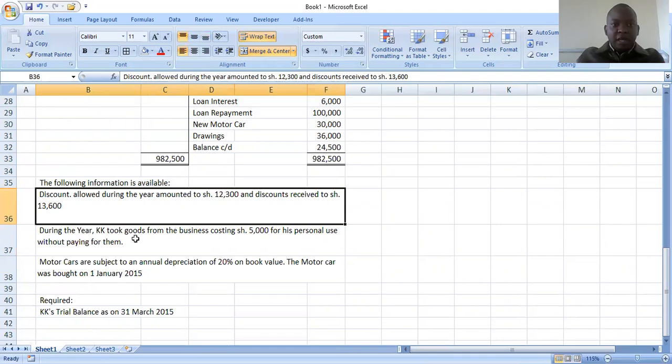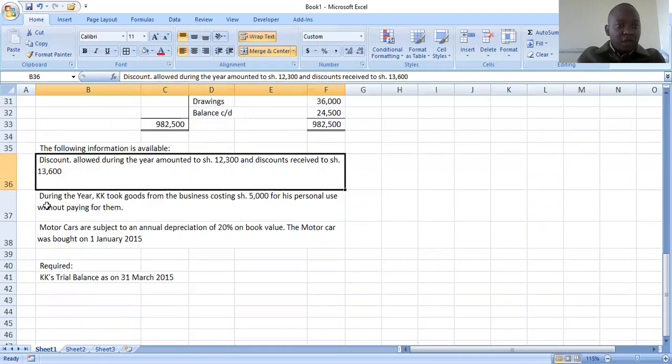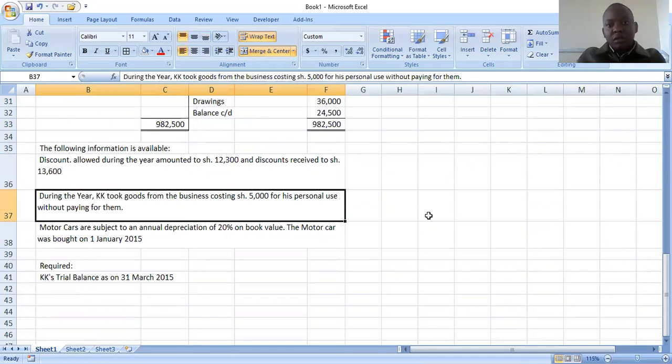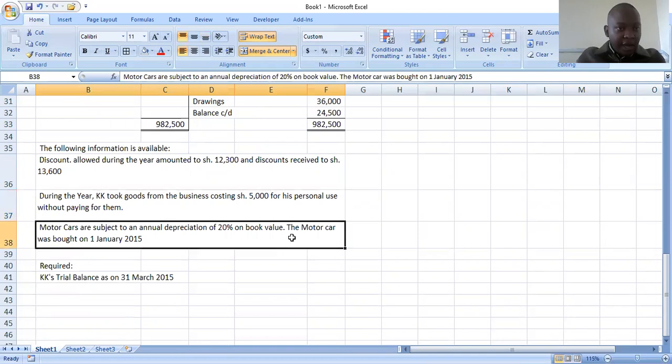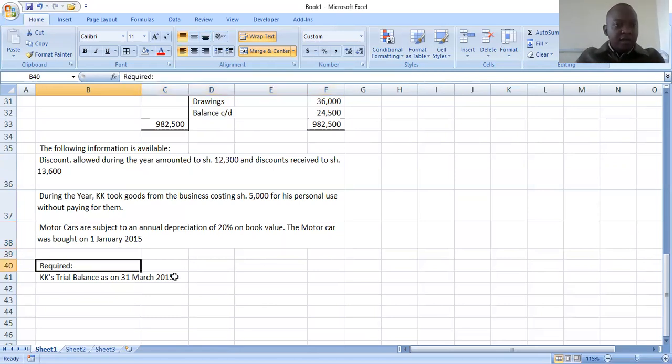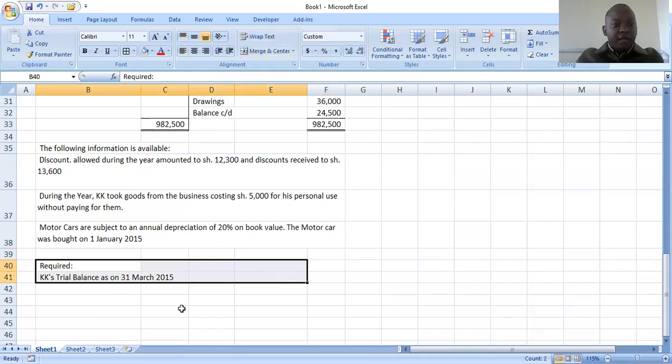And then the following information is available. Discount allowed during the year amounted to 12,300 shillings and discounts received to 13,600 shillings. Then we are told that during the year, KK took goods from the business costing 5,000 shillings for his personal use without paying for them. The other additional information is that the motor car was subject to annual depreciation of 20% on book value. The motor car was bought on 1st January 2015, and the requirement is that you prepare KK's trial balance as on 31st March 2015. So we embark on that.